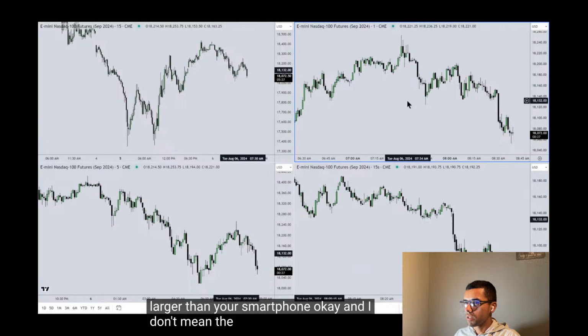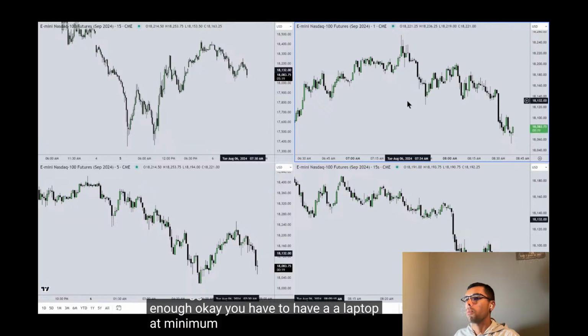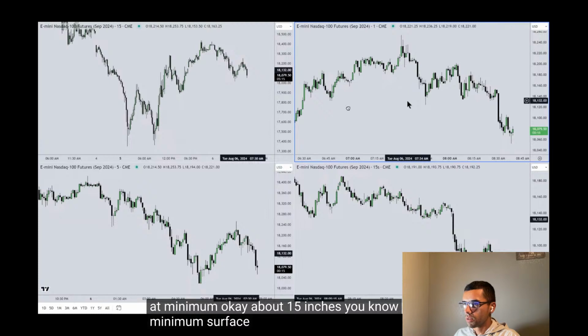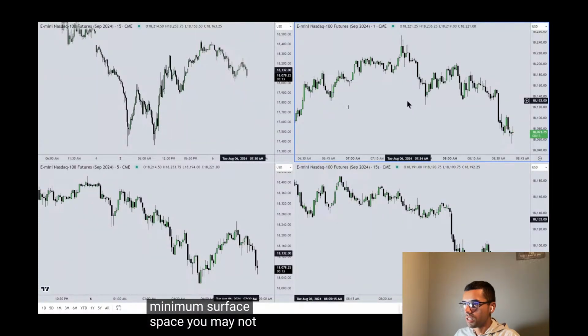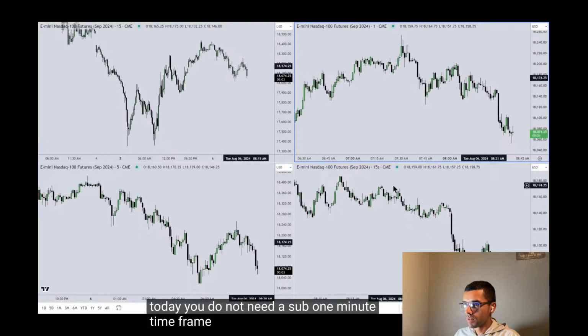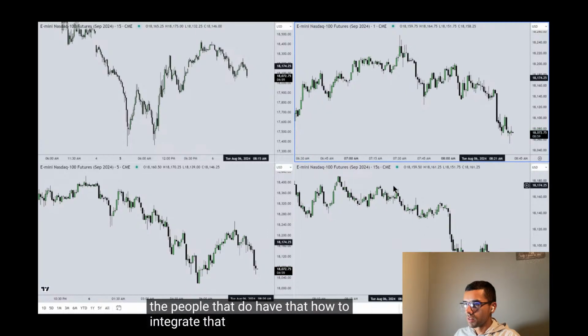Okay? And I don't mean the one phone like my son Cody has. He opens it up and unfolds and it's a bigger screen. That's still not enough. You have to have a laptop at minimum. Okay, about 15 inches, minimum surface space. You may not have a TradingView subscription that allows you to do some of the things that I'm going to refer to today. You do not need a sub 1 minute time frame, but I'm going to show you, for the people that do have that, how to integrate that into this.